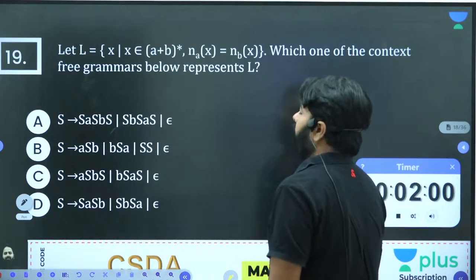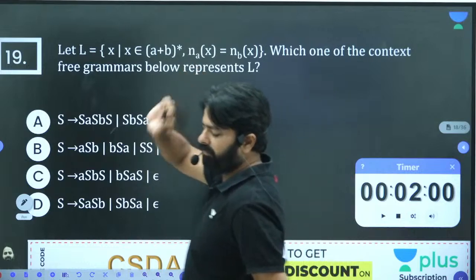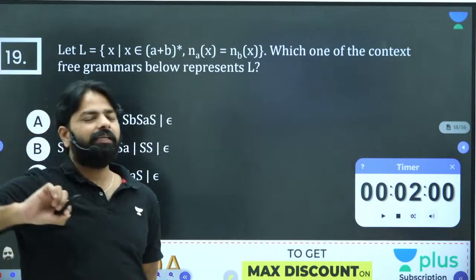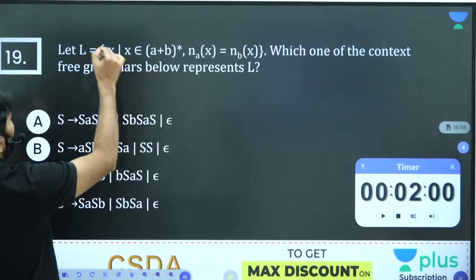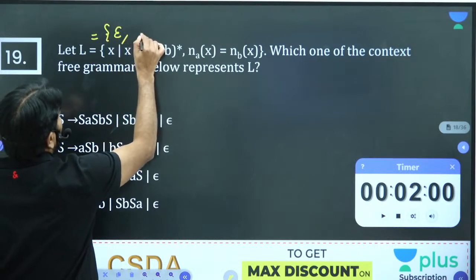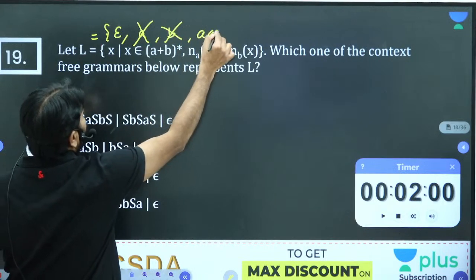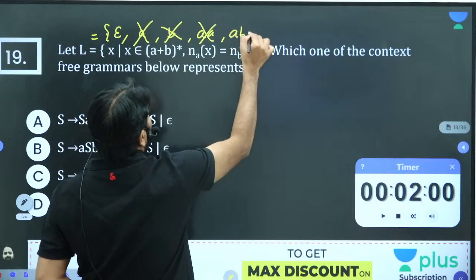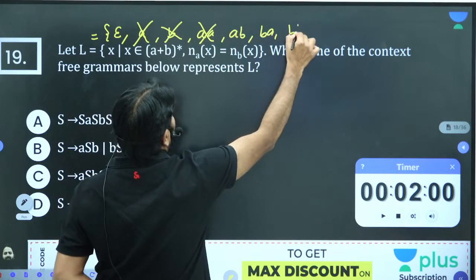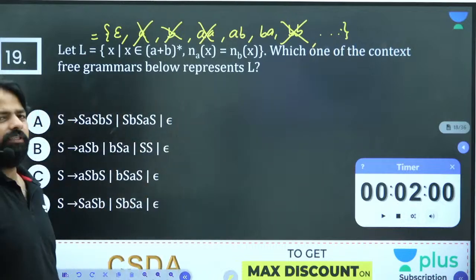Now the question is, every string in the language has an equal number of A's and B's. What strings will have equal numbers of A's and B's? Epsilon. A should not be there, B should not be there, and double A should not be there. AB should be there, and BA should be there, and double B should not be there, and so on. Any string which has equal number of A's and B's.